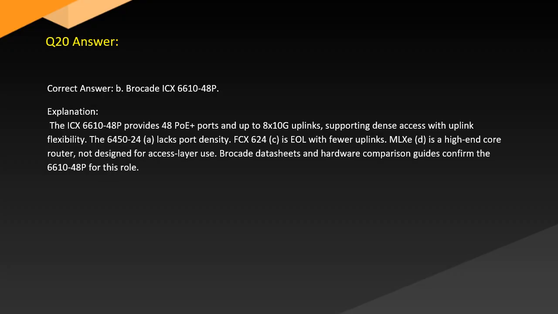Answer. Correct answer B. Brocade X661048. Explanation. The X661048 provides 48 PoE plus ports and up to 8 uplinks, supporting denser access with uplink flexibility. The 6450-24 lacks port density. FCX624 is ill-suited with fewer uplinks. MLX is a high-end core router not designed for access layer use. Brocade datasheets and hardware comparison guides confirm the 6610-48 for this role.